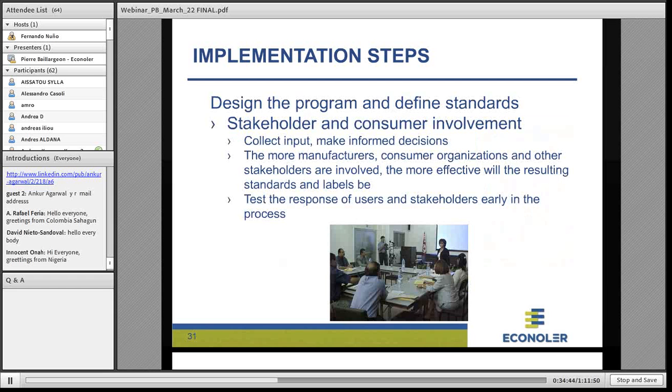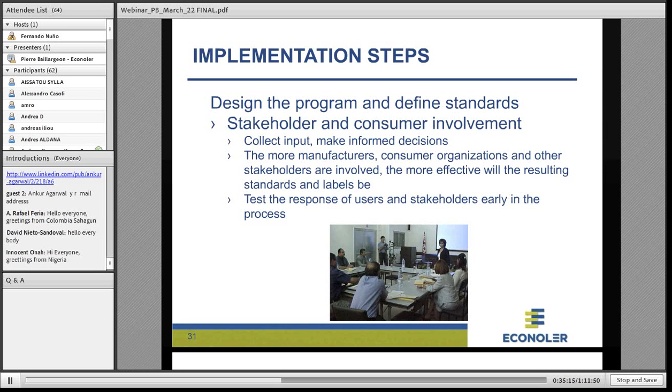And you can even predict that some of the manufacturers will not make it through the introduction of the standard and labeling. And we have seen that arriving in different countries. At some point, you have to take into consideration that you will face some political pressure because of plant closure in the market. And that's one of the realities of standard and labeling introductions.